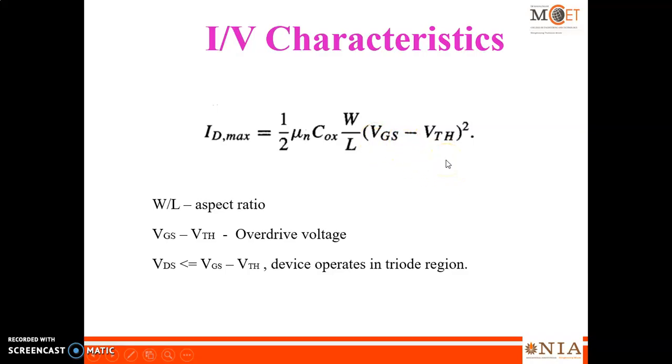From this I can conclude that the current capability of this particular MOSFET device increases with gate to source voltage. Okay, and as long as the drain to source voltage is less than or equal to the gate source voltage minus the threshold voltage, the device operates in the triode region. This particular region of operation you normally call the triode region.